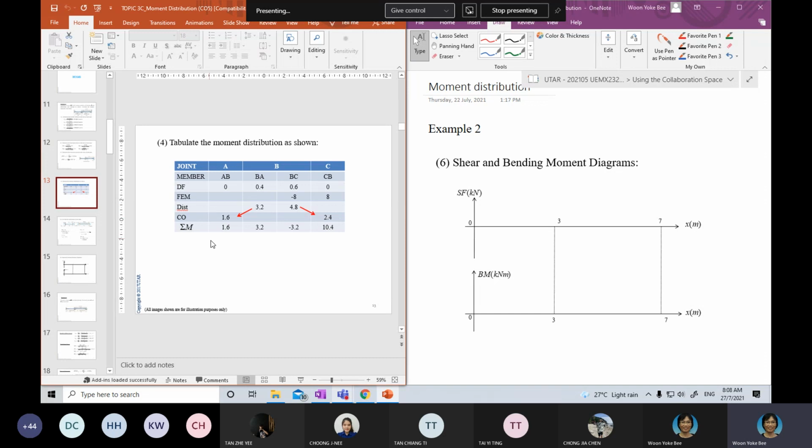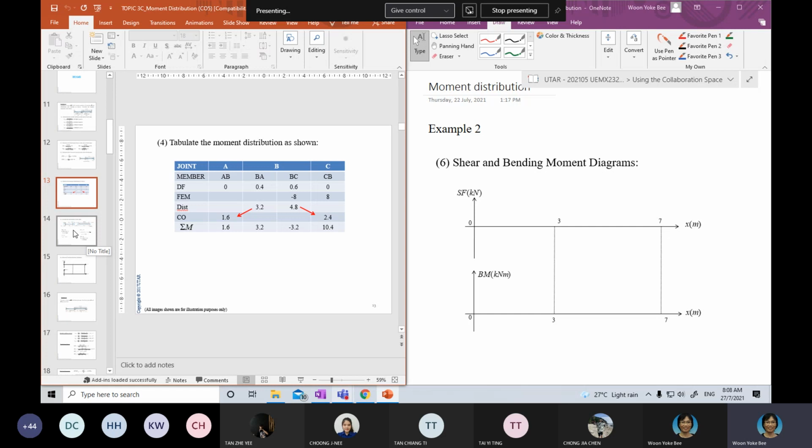So after that, we managed to get the internal moments. The last line here, the summation of M, summarizes all the internal loads at joint A, joint B, and joint C, or rather at the ends of AB, BA, BC, and CB. For those who were not awake during the last lecture, please change this value to 10.4. Actually, it should be 8 plus 2.4.